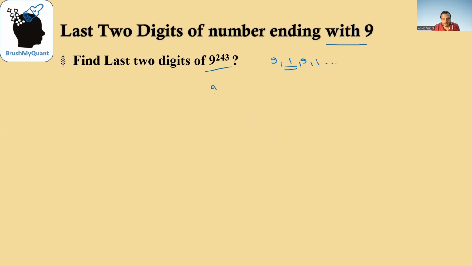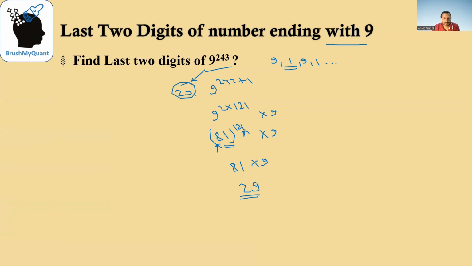So we can write this as 9 raised to 242 plus 1, which is 9 raised to 2 into 121 multiplied by 9. So 9 square is 81 raised to 121 multiplied by 9. Since this has units digit as 1, units digit will be 1, and tens digit will be 8 multiplied by 1, which is 8, so 81 multiplied by 9. And this will have the last two digits as 29. So the last two digits of this expression will be equal to 29.